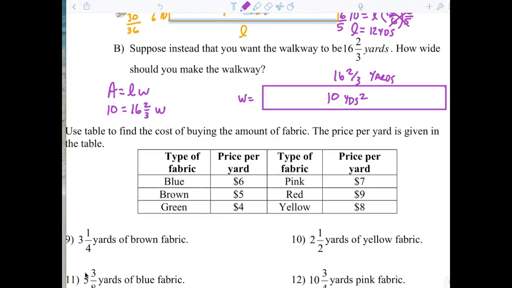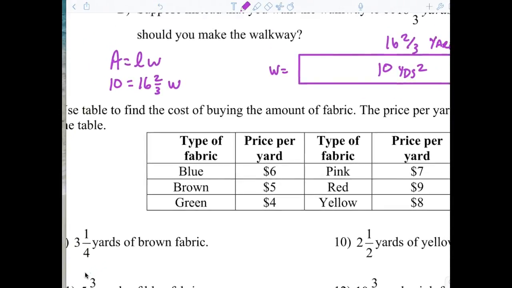Now, can I really multiply by the reciprocal right now? No, because 16 2/3 is not a fraction I can flip as is. So instead of multiplying by the reciprocal, we can just do what? Divide. Everybody with me on that? So now, practice this on your calculator. You're going to say the width is 10 divided by 16 2/3. That's another way to do it. And we ended up with the width being what? 3/5 of a yard. 3/5 of a yard.